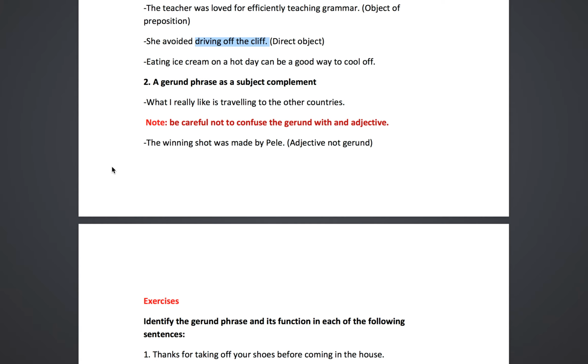Eating ice cream on a hot day can be a good way to cool off. We have eating ice cream on a hot day here. This is the subject of the sentence, and we have more details about it. So this is the gerund phrase from eating up to a hot day, and it's functioning as the subject of the sentence.